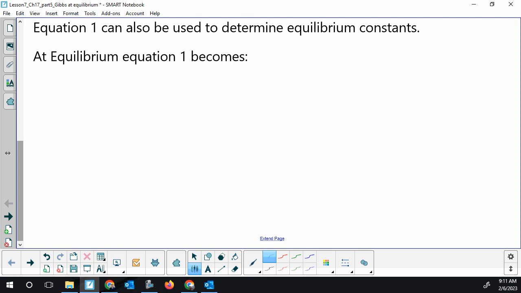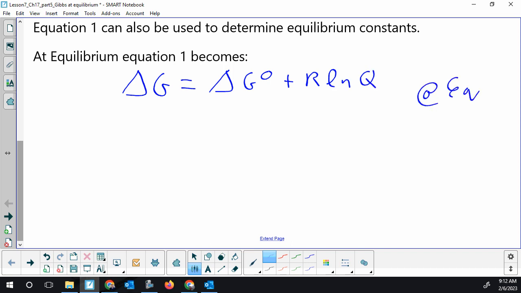So if you're at equilibrium, I'm going to repeat that equation. The free energy you have under non-standard conditions is the free energy under standard conditions plus RT ln Q. Now we're going to be at equilibrium, so I'm going to modify that. If we're at equilibrium, what is the free energy? There's no free energy at equilibrium. It's no longer spontaneous. So delta G equals 0.